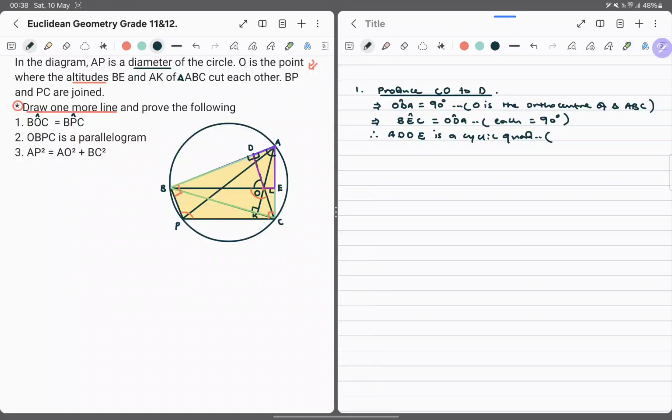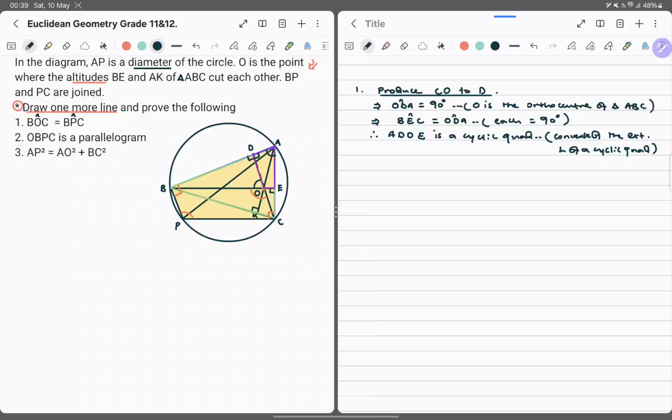quad. Now this is the converse of the exterior angle of a cyclic quad, because we described the exterior to be equal to the opposite interior, and so conversely that quadrilateral should be a cyclic quad. Nice and easy. So that's something.